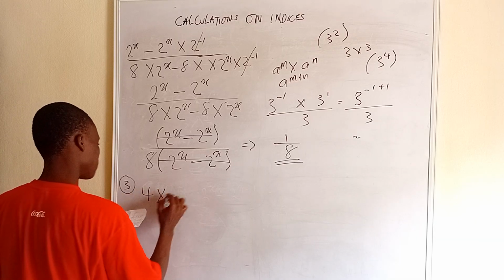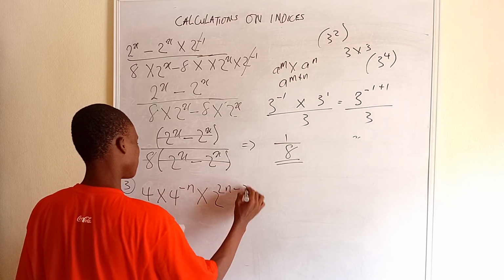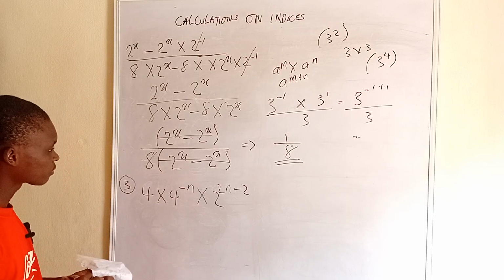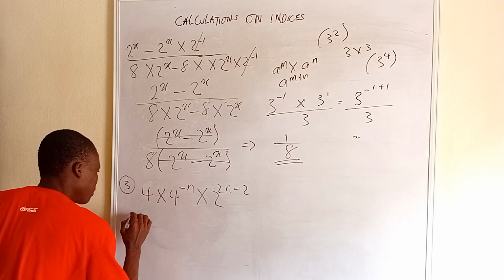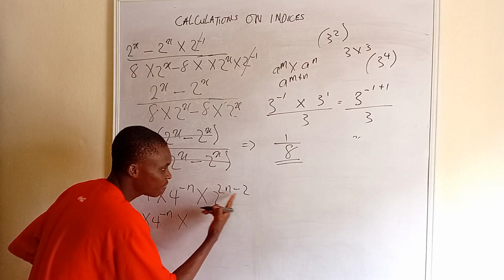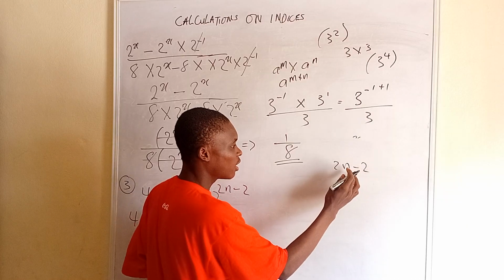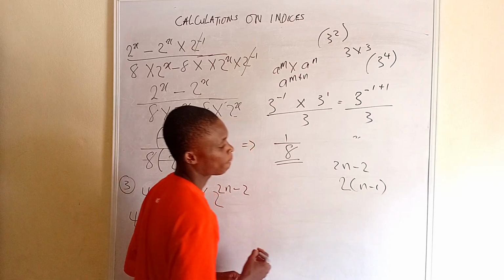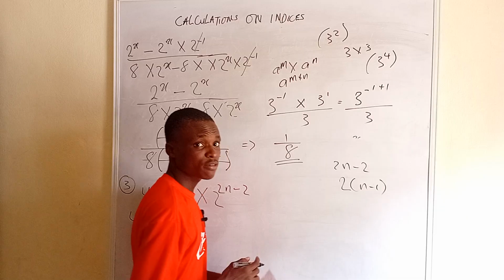We have 4 times 4 to the power of negative n times 2 raised to the power of 2n minus 2. All right, how do we work on this? From here, we know that we have to simplify. So this is 4 times 4 to the power of negative n times, here now we have 2 to the power of 2n minus 2. We can factorize out 2 here, so we'll have 2 into bracket n minus 1, because 2 times n gives us 2n, 2 times negative 1 gives us negative 2.